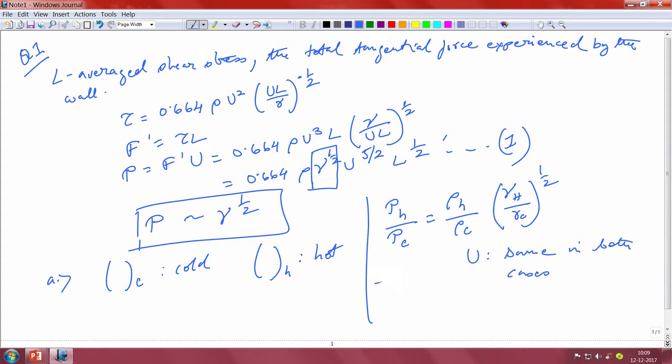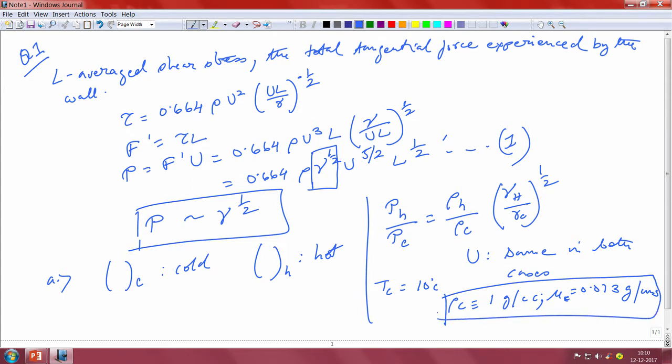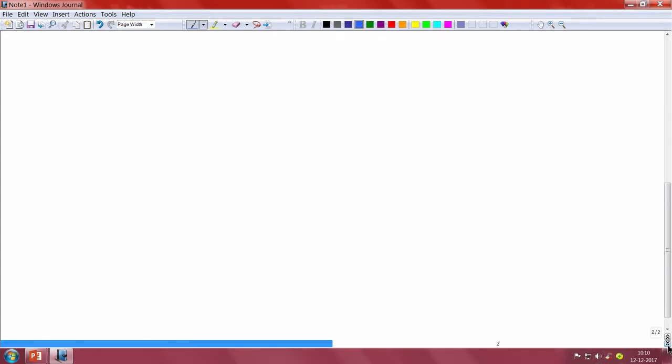Now, for Tc equal to 10 degrees Celsius, that is cold water, rho c is approximately 1 gram per cc, and mu c, because gamma c is nothing but mu by rho c, is equal to 0.013. These are all from the tables, in gram per centimeter second. So, these are the two values for Tc equal to 10 degrees Celsius.